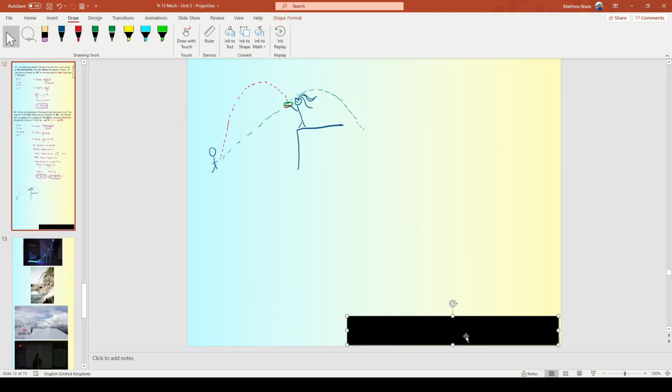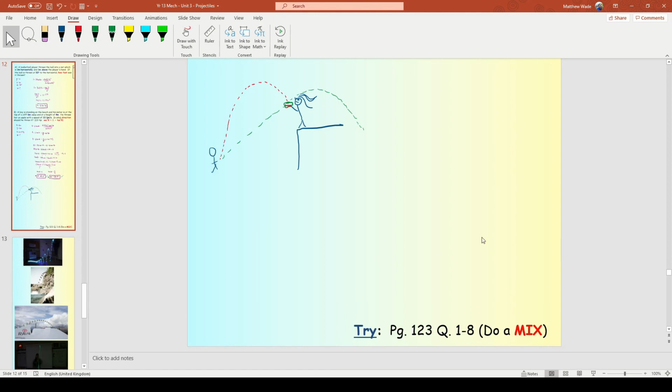What I'm going to get you guys to do then is these ones here: page 123, questions 1 to 8. Lots of them ask you to derive it. Just practice deriving it. Derive a whole bunch of them. Just do whatever the questions ask, and you will get really good at this.